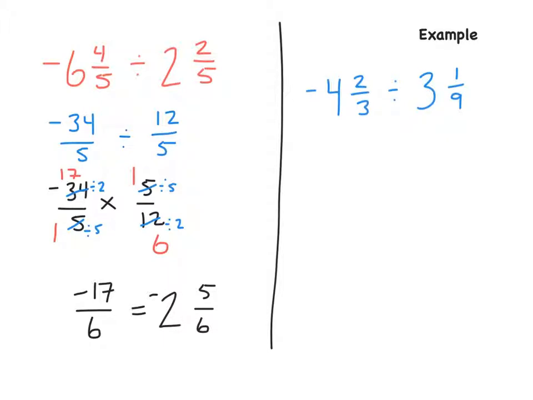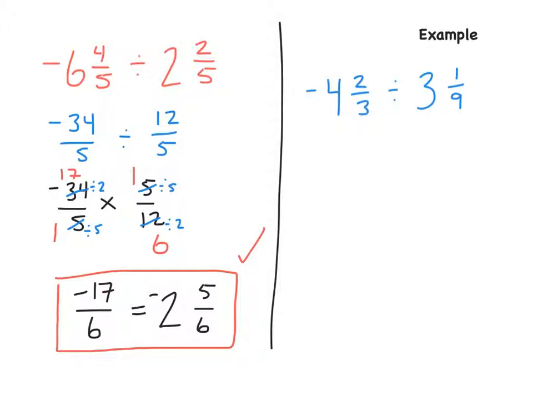So for the final answer of -6 and 4/5 divided by 2 and 2/5, we have -17/6, which is also equal to -2 and 5/6. So now I want you to pause the video, try the next one, and unpause the video when you're ready to see what I've done.